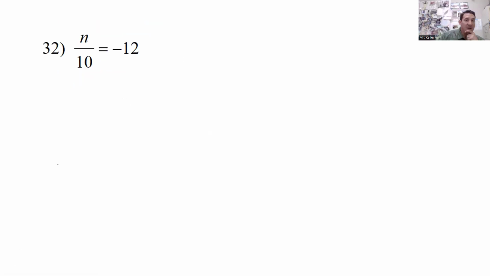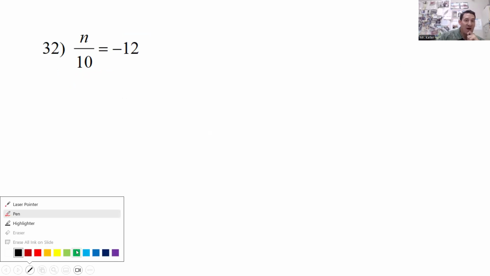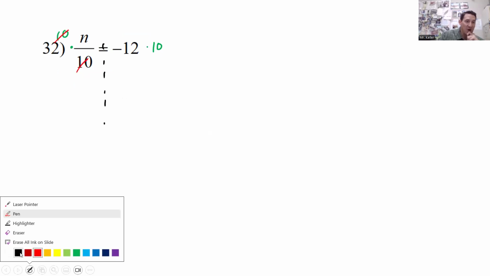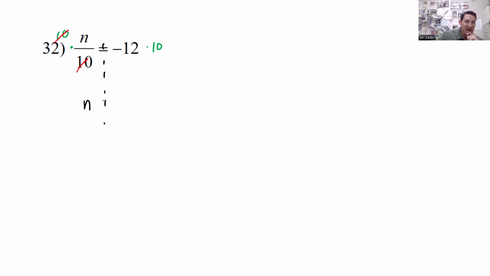All right. Another example here, multiply both sides by 10. This is n divided by 10. Times 10 divided by 10 cancels out. Those are gone. All you have left is n. -12 times 10 is -120.